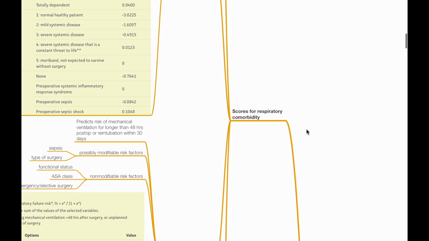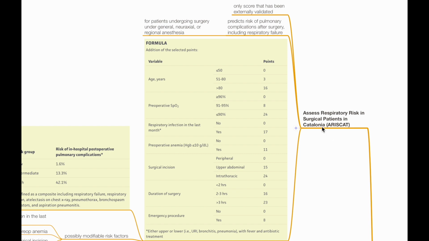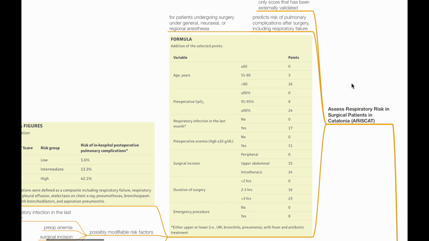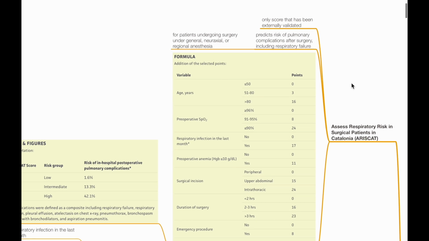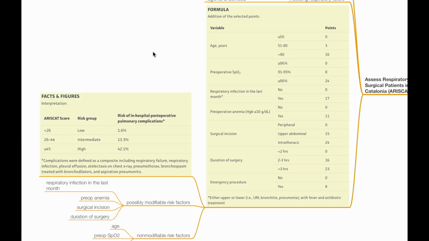Scores for respiratory comorbidity. This includes the ARISCAT score, which assesses respiratory risk in surgical patients in Catalonia. This is the only score that has been externally validated. It predicts the risk of pulmonary complications after surgery, including respiratory failure, for patients undergoing surgery under general, neuraxial, or regional anesthesia. Variables include age, pre-op SpO2, respiratory infection in the last month, pre-op anemia, surgical incision, duration of surgery, and emergency procedure.